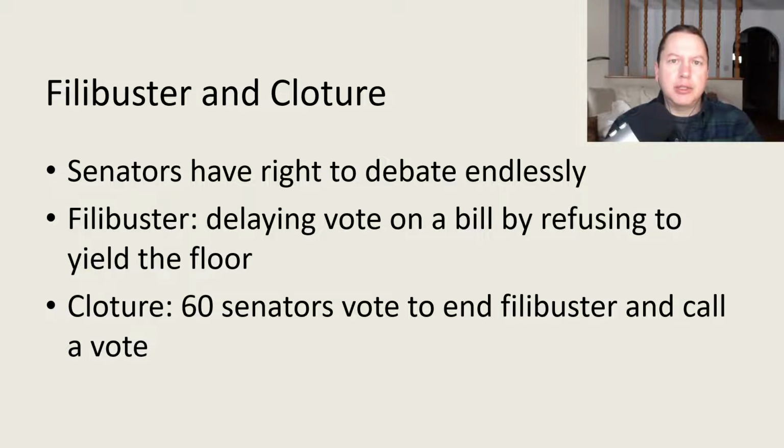To end a filibuster, the Senate must take a cloture vote, where 60 senators vote to end a filibuster and call a vote. This is very difficult to do. And in fact, because of this requirement, there are far fewer bills that are passed by the Senate than are passed by the House. You need a supermajority to get anything through the Senate, because there's 100 senators, but you need 60 votes to cast a vote.